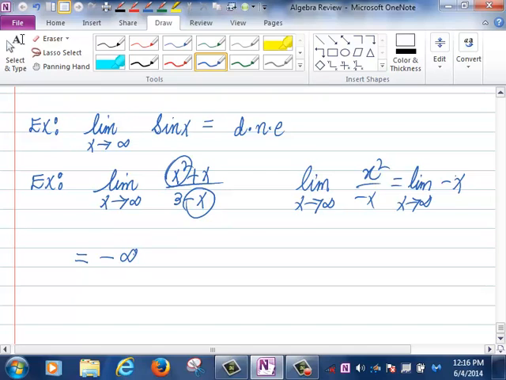Am I making sense? So when you have a rational function and you're looking at x going to infinity, then only the leading terms matter. Okay.